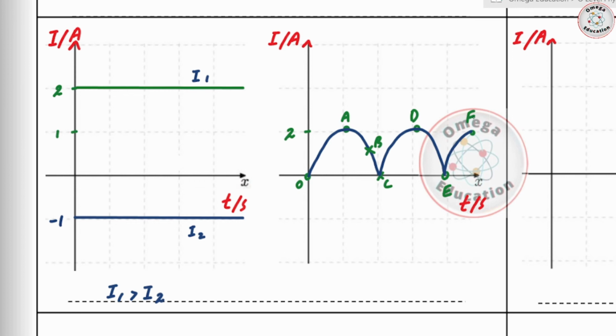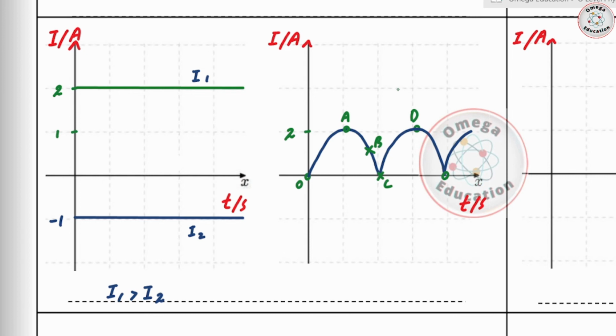It is not changing the direction. If it's not getting negative, it means it is not changing the direction. Matter of fact, the negative sign with the current tells you the change in direction. So for this one, we can safely say that it is also representing direct current.